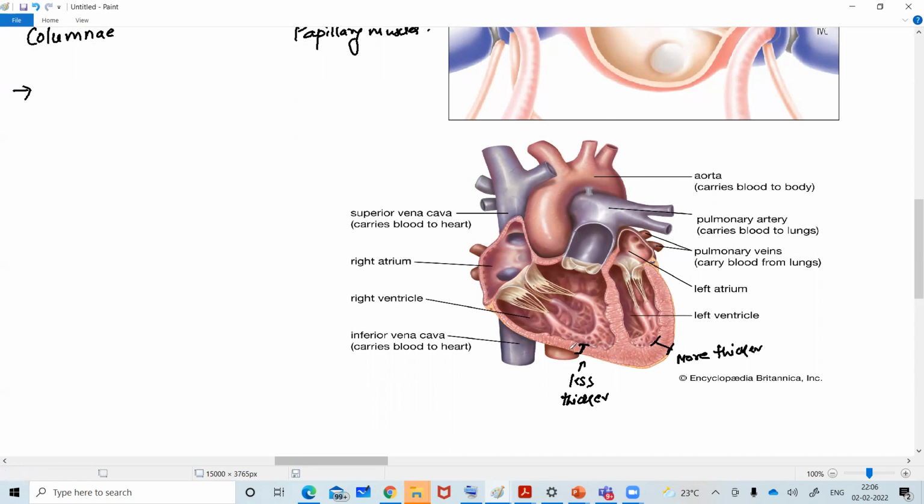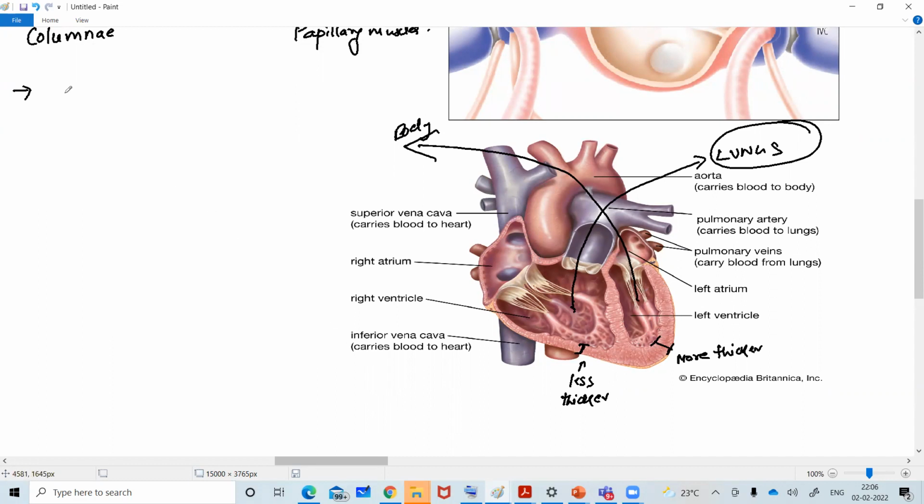Now the question is why this is thinner? Because the blood which is present in this section is going to the lungs, right? When it is going to the lungs, it doesn't have to travel a long distance, so the pressure developed here in the blood is not that much. If you compare it with the pressure generated here for the blood going to the different parts of the body, that's why the thickness is more. Due to this thickness, the pumping will be faster, more rapid, so that blood can reach the different parts of the body. That's why it is thicker.